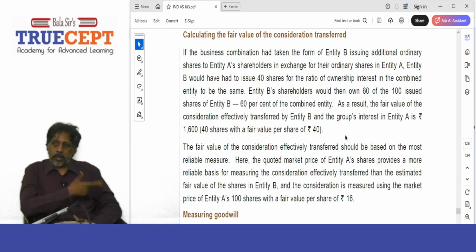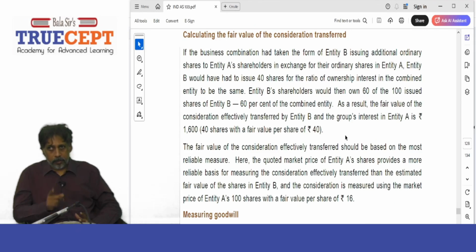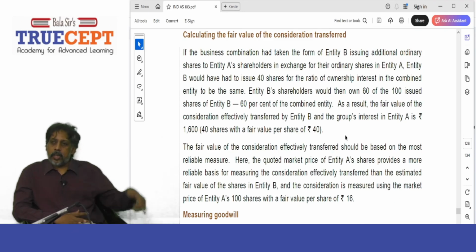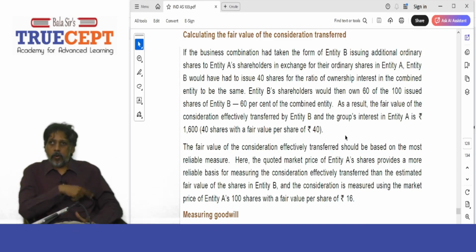Yes, sir. 40 shares. Entity B's shareholders would then own 60 of the 100 issued shares of entity B, the combined entity, had B acquired A. As a result, the fair value of the consideration effectively transferred by entity B and the group's interest in entity A is 40 shares into rupees 40 per share. How much? Fair value 1,600. But this 40 is only notional, had you issued shares to me.